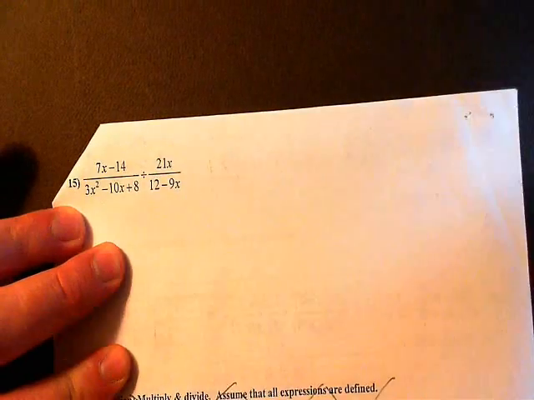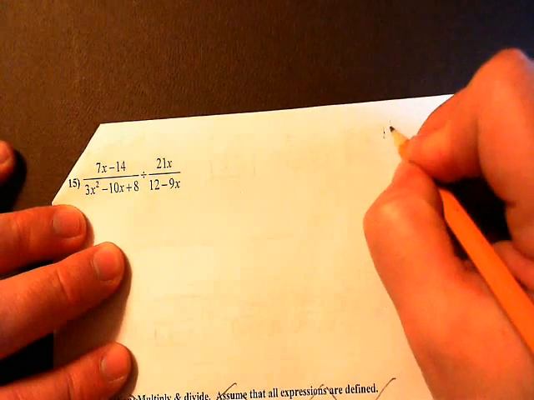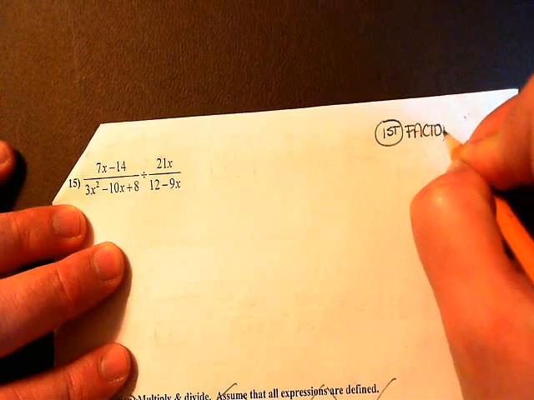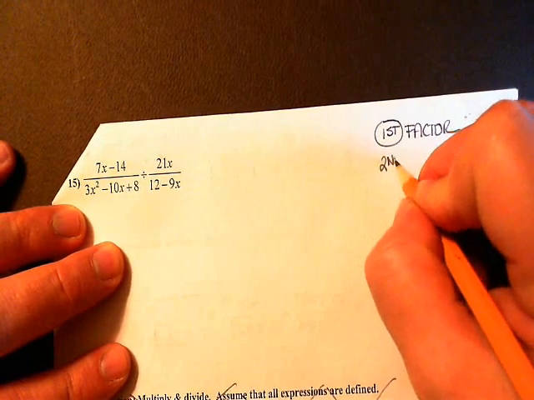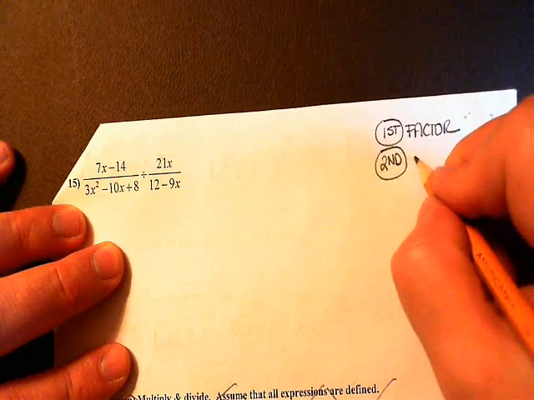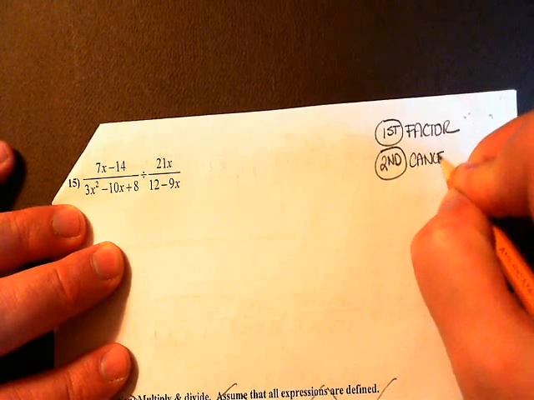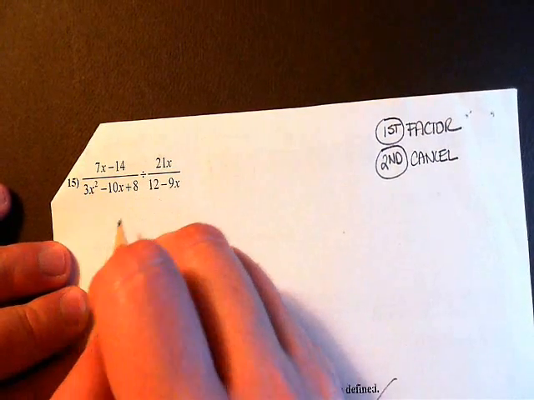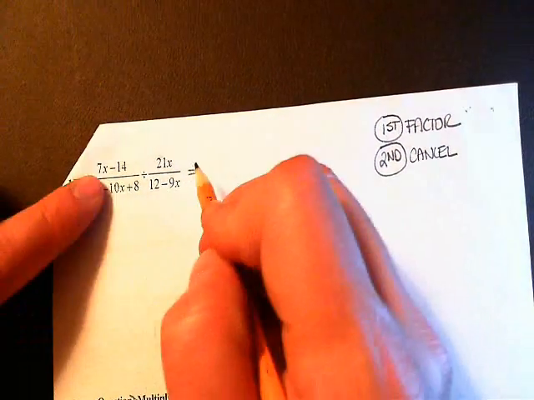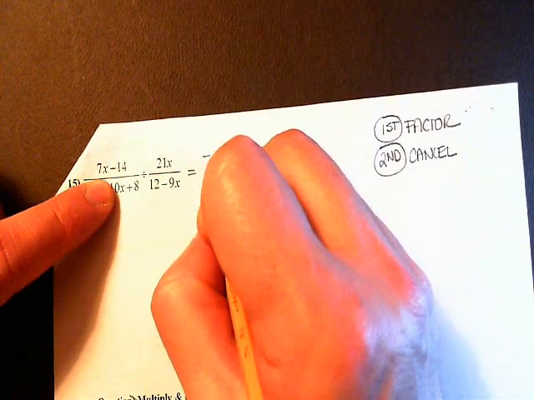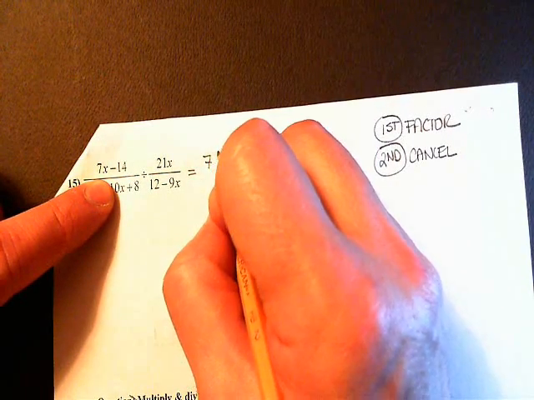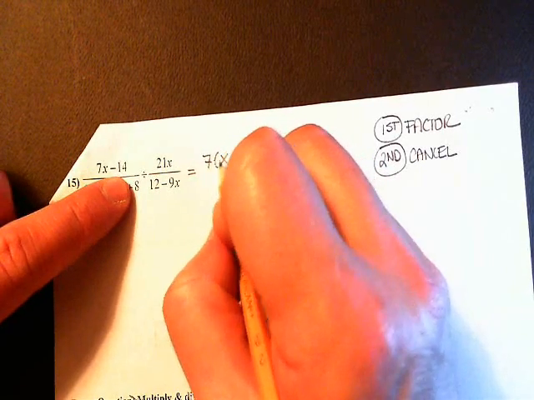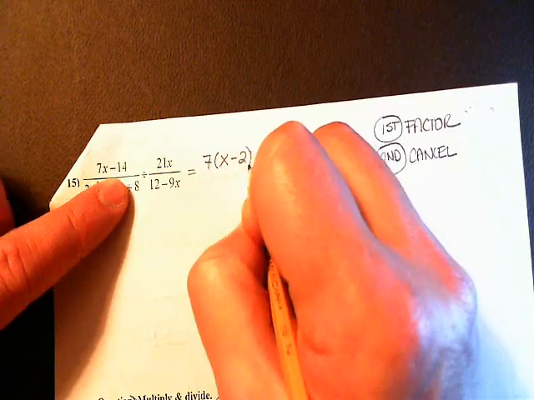Is we want to keep in mind our goals or steps, which is first we need to factor, and second we need to cancel. So when I approach this problem, I look at the first term right there and I ask, can I factor anything? And yes, I can factor 7. So that means 7x divided by 7 is x. 14 divided by 7 is negative 2.